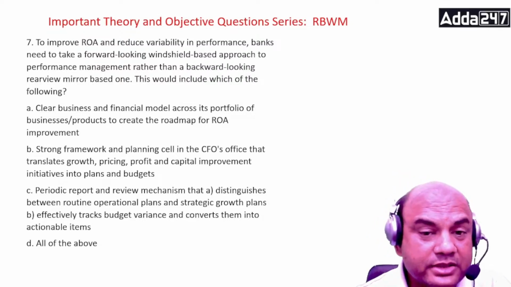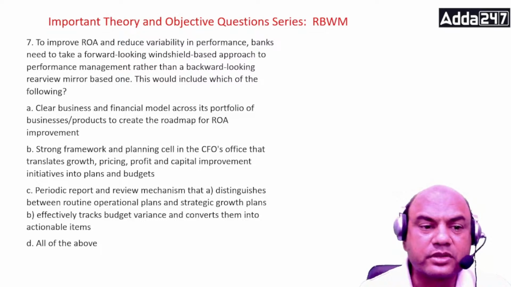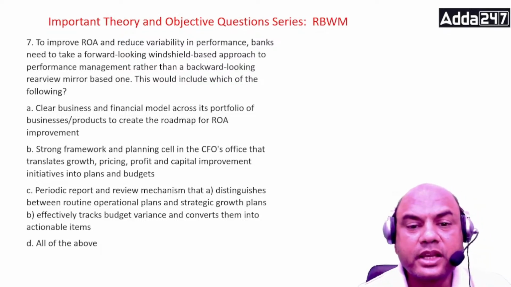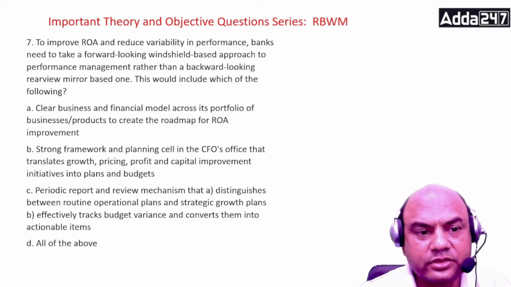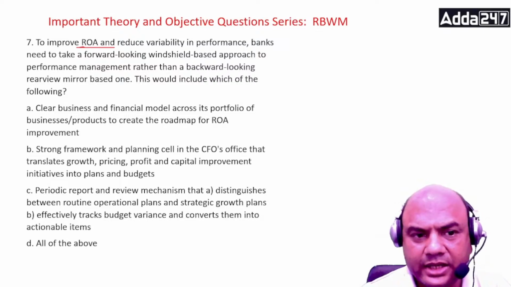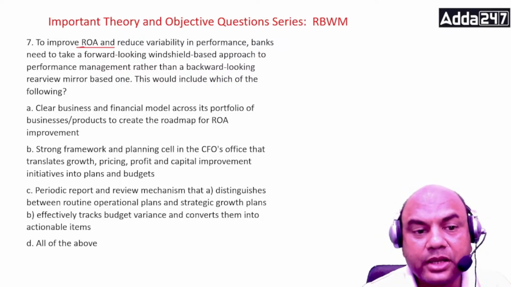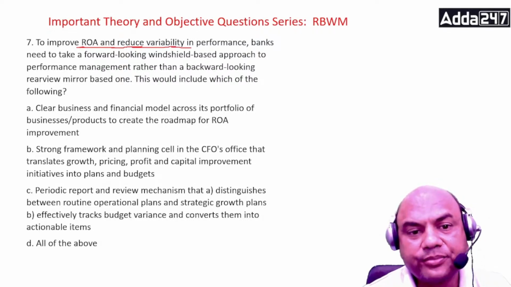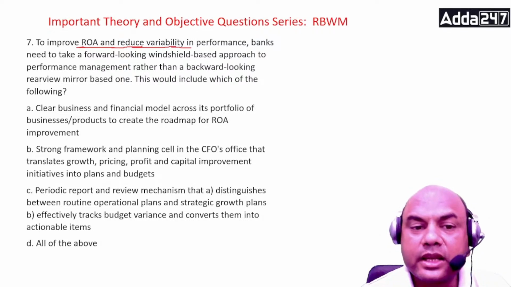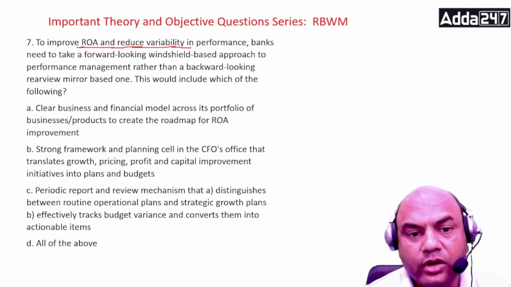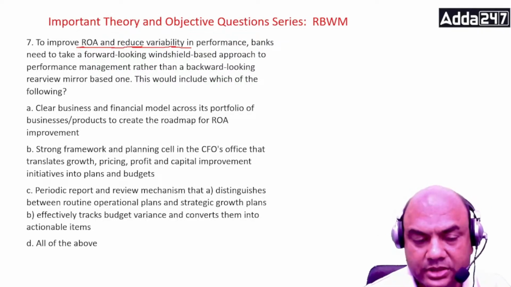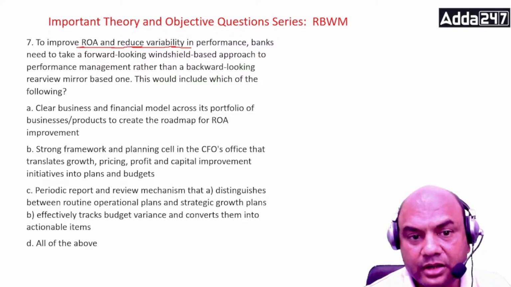Now, what do I mean by this? See, the basic question over here is, we have to increase our ROA, return on assets. That's simple. And reduce variability means, suppose if one year I am getting the profit of 10 lakhs, next year I must get the profit of either 11 or 9 or 12 or 8, but not more than 20% difference. That is known as variability.